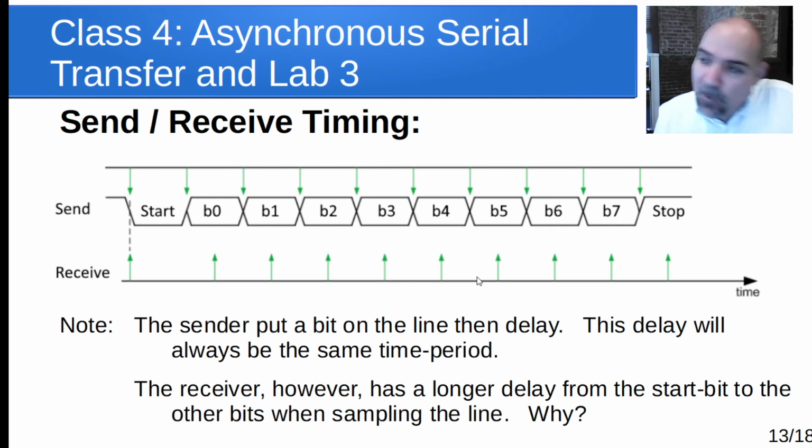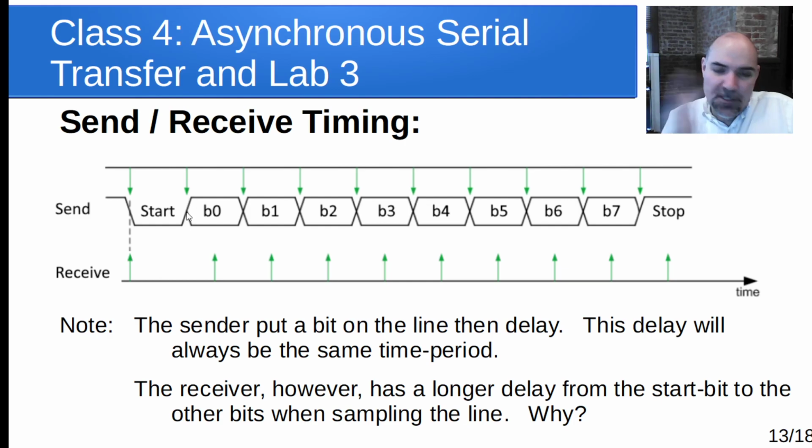Okay, so let's answer that question. The question was, why is this sample period here, this time delay from when we see the start bit line go low to when we sample the line for bit 0, longer than all of the rest of them? And the answer is that, well, imagine we did sample it right here. What is happening to the line at the point where we'd be sampling it if we saw it go low and we didn't have much of a delay for noticing that line go low? We'd be sampling it right here when it's changing.